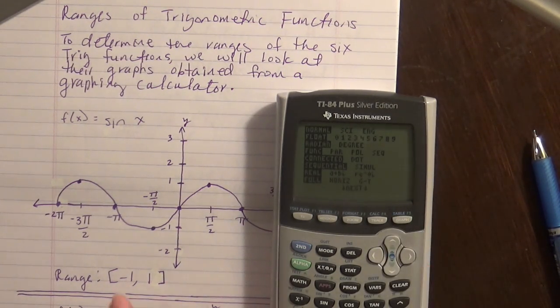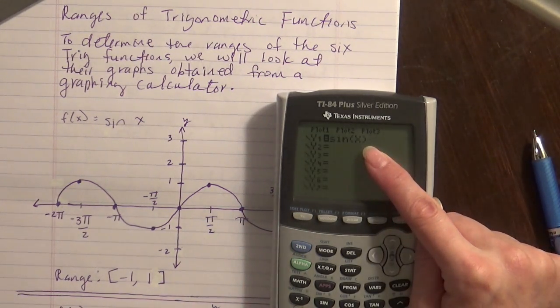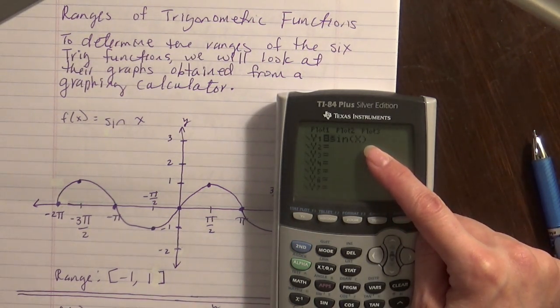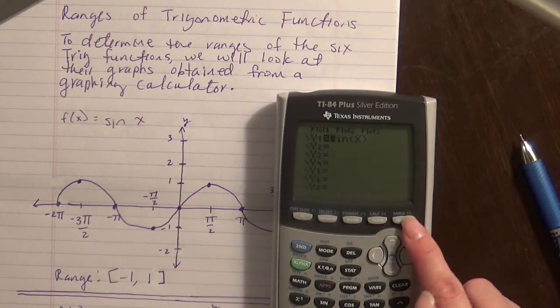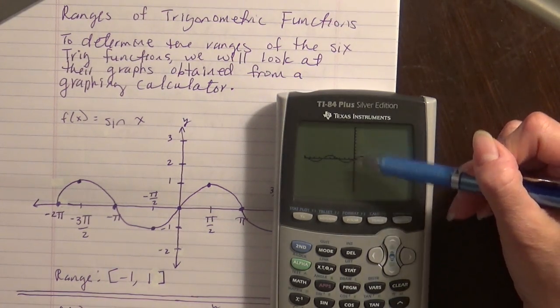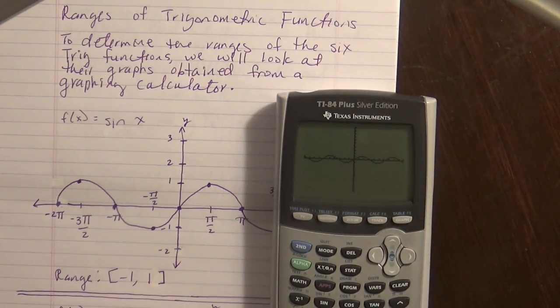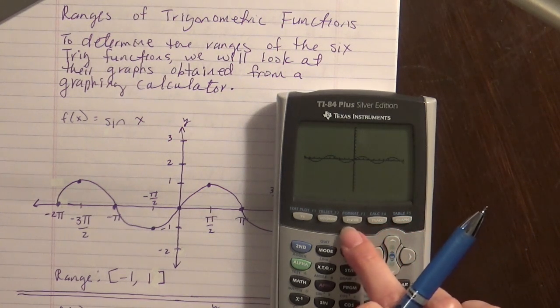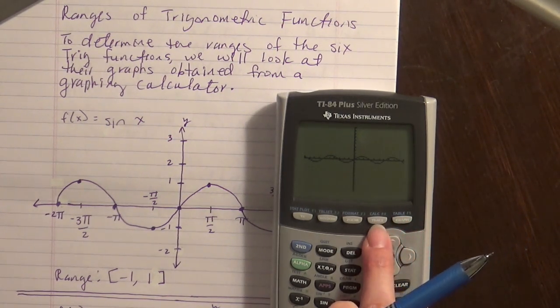Before I hit graph, I'll go back to y equals so you can see what we've done. We've got the sine x function. Our calculator is in radian mode. And now we'll press graph, and we can see what the sine function looks like. We're interested in the range values. In other words, how high up does this graph go and how low does it go? To help us with that, we can press the trace button, which is right here.